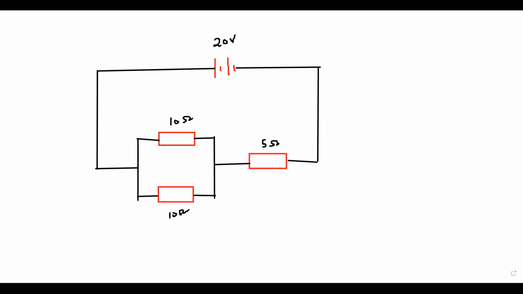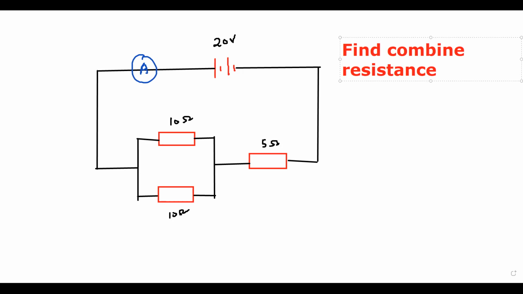Now, the first part of the question, there's an ammeter connected here. So the first part of the question is to find the total resistance of the circuit, or combined resistance of a circuit. This is a common question they ask. So how to find the combined resistance of a circuit?